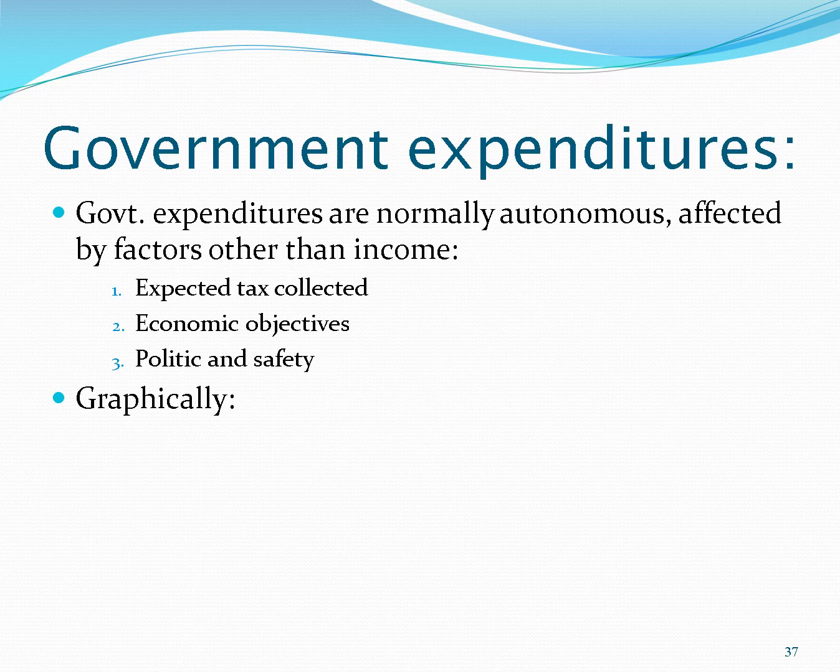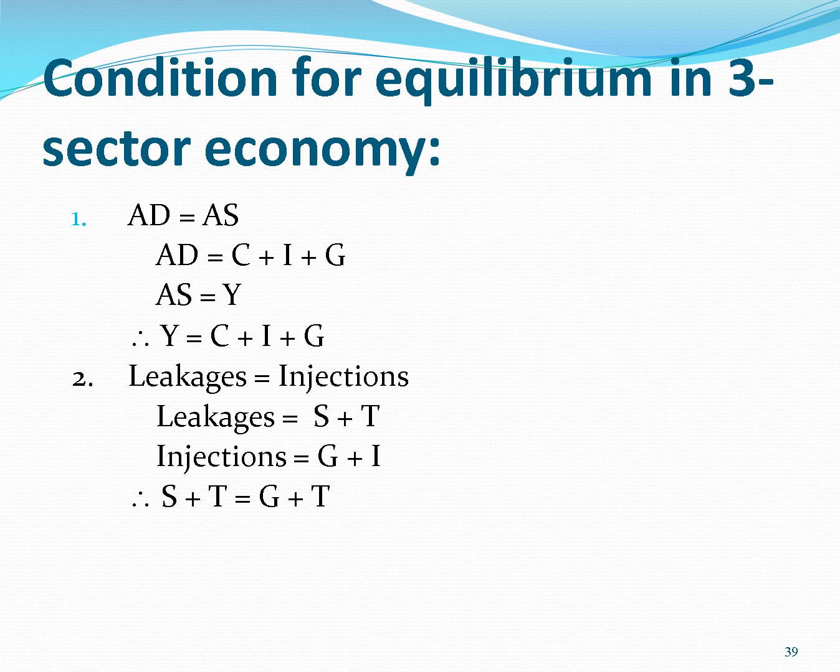So this is the condition for equilibrium in the three sector economy. We have aggregate demand and aggregate supply. Before, for two sector, it was consumption plus investment only. But now it's consumption plus investment plus government expenditure.